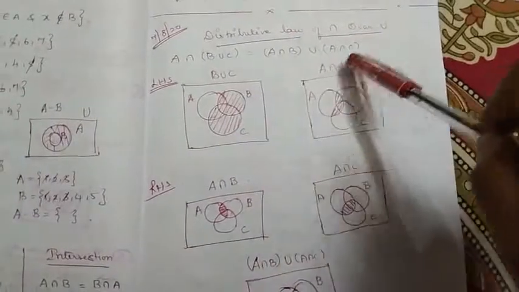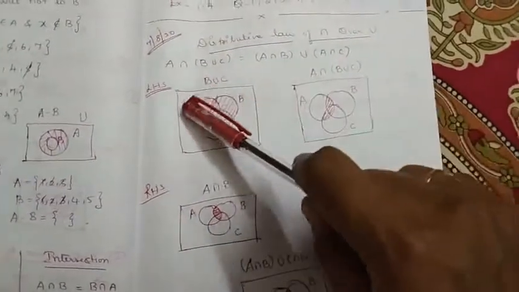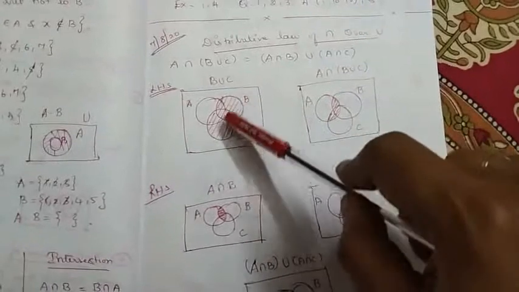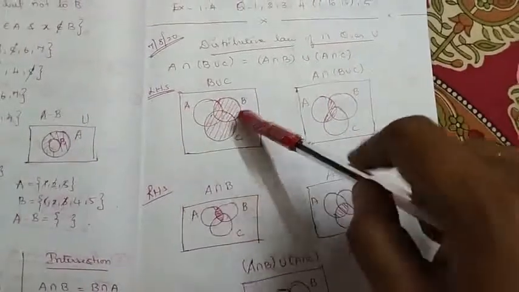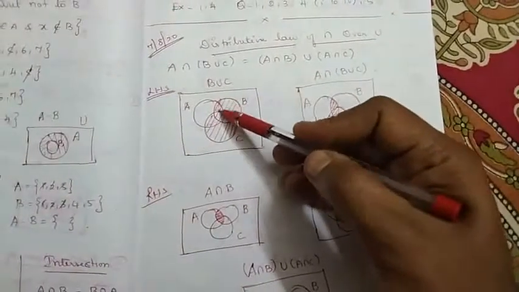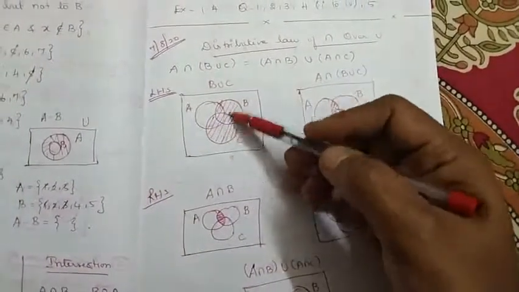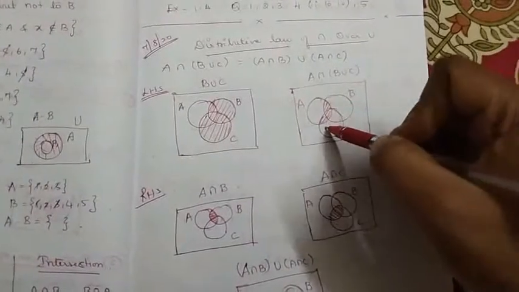Now A intersection (B union C). Now A is this complete set and B union C is this. What is the common region for these two? This part alone, right? This part alone is common in A and B union C. Therefore, this region should be shaded.